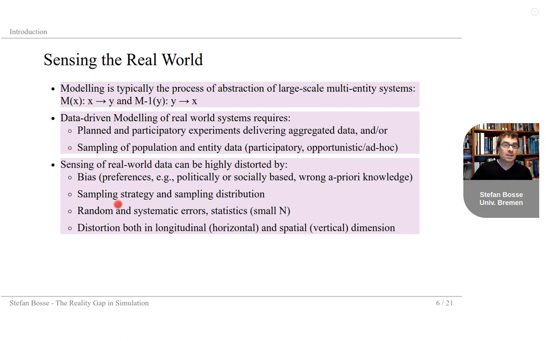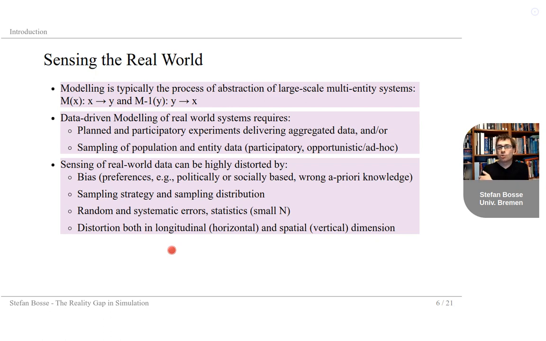And random and systematic errors, of course. Statistics: small n, a small number of experiments or a small number n of cases. This is typically the case in sampling and population data. If you consider a distribution, horizontal or vertical, for example the distribution of the age of persons.